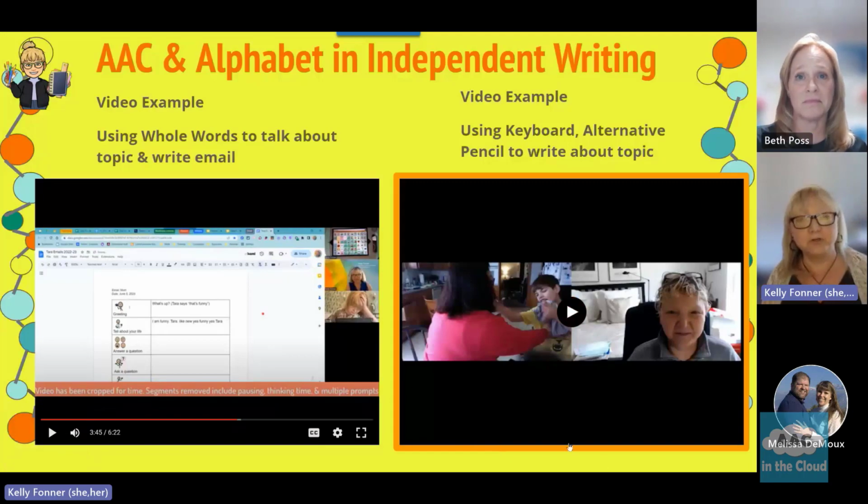But we also do independent writing where students are using their alphabet, whether it's an alternative pencil through partner assisted scanning, like what you're going to see here on the right with Mason, or whether it is a keyboard that they're typing straight into. So here's just an example of that.